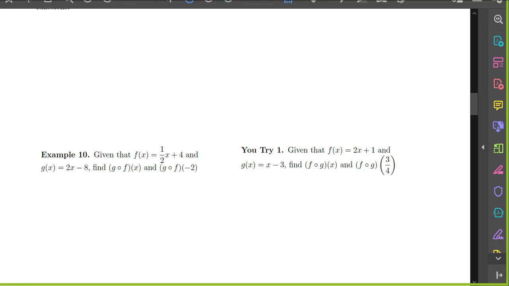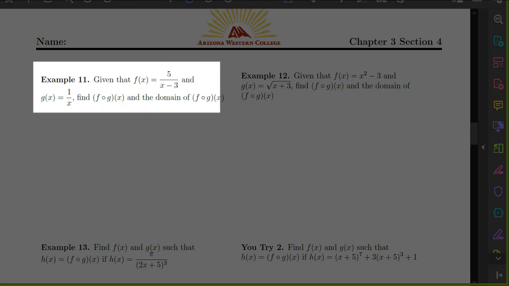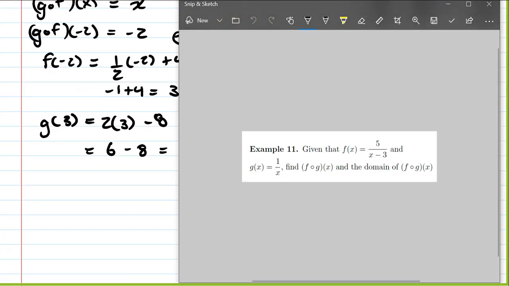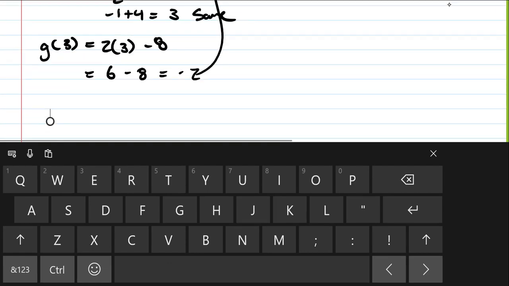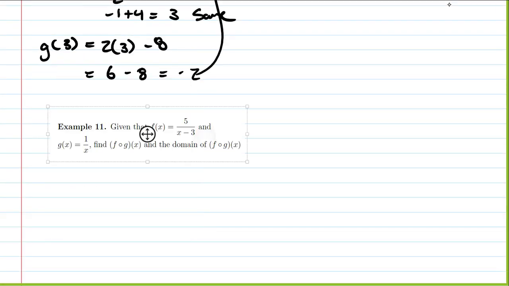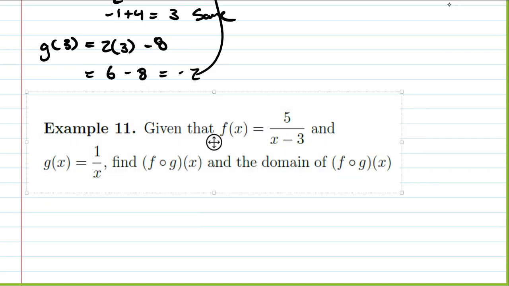All right. Let's take a look at problem number 11. So 11 is given that f of x is 5 over x minus 3, and g of x is 1 over x. Find f circle g of x and find the domain of f circle g.